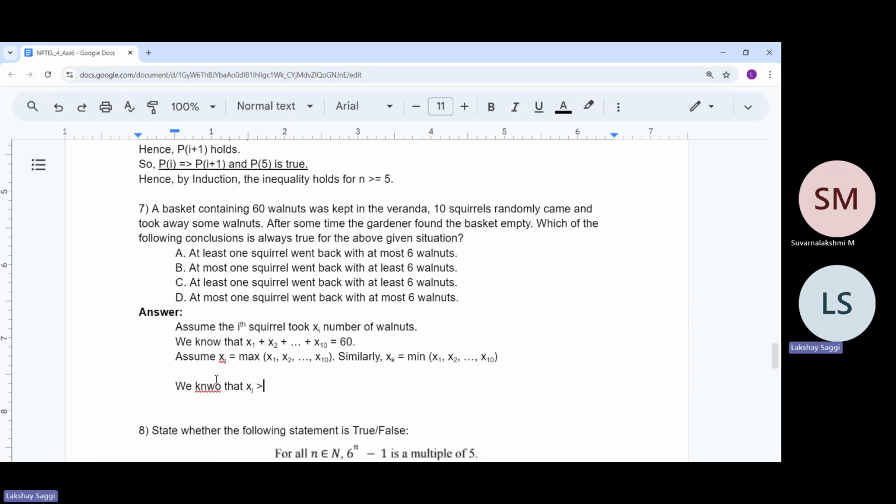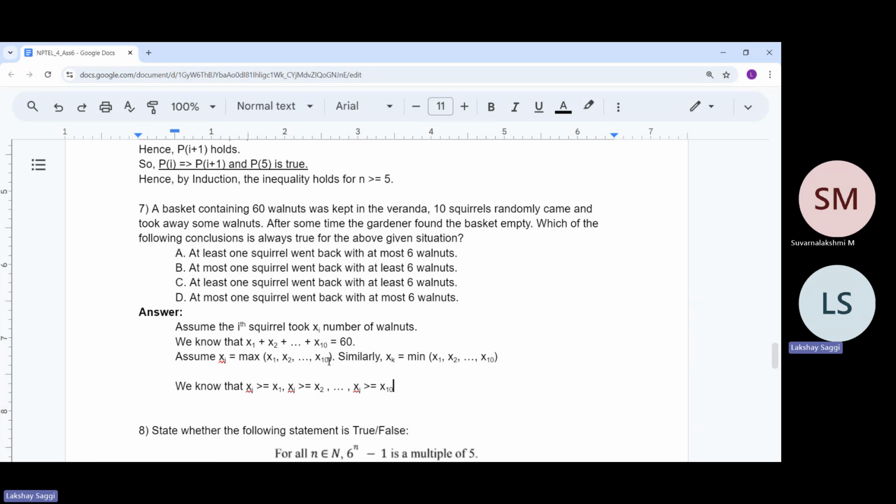Since xj is actually the maximum out of all of these, it will be greater than or equal to each of these, right? Xj will be greater than or equal to x1. It can be equal to x1, but it will be at least as large. Like x1 can't be more than xj because otherwise x1 would have been the maximum. So xj is greater than or equal to x1, xj is greater than or equal to x2, and so on till xj is greater than or equal to x10.